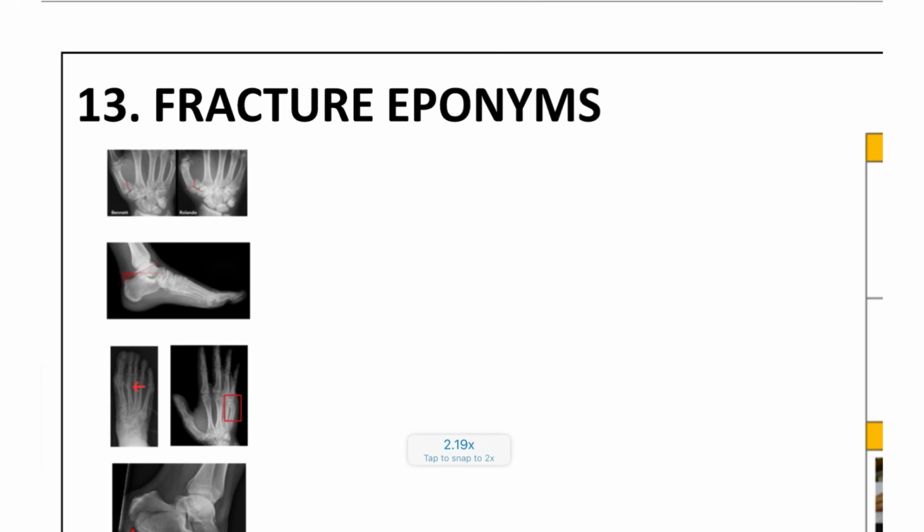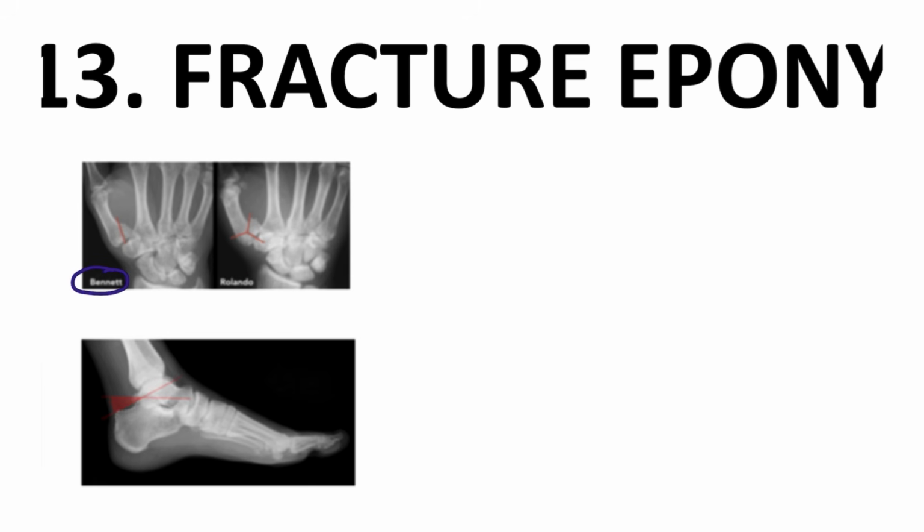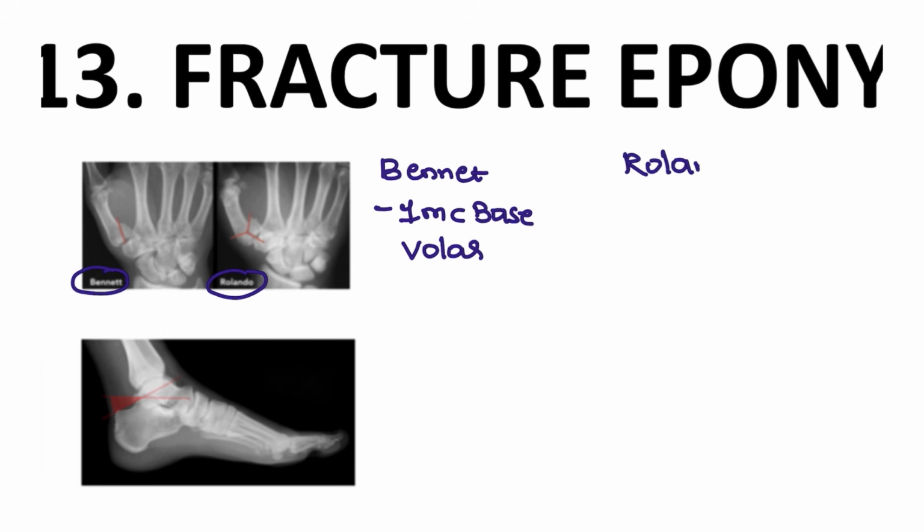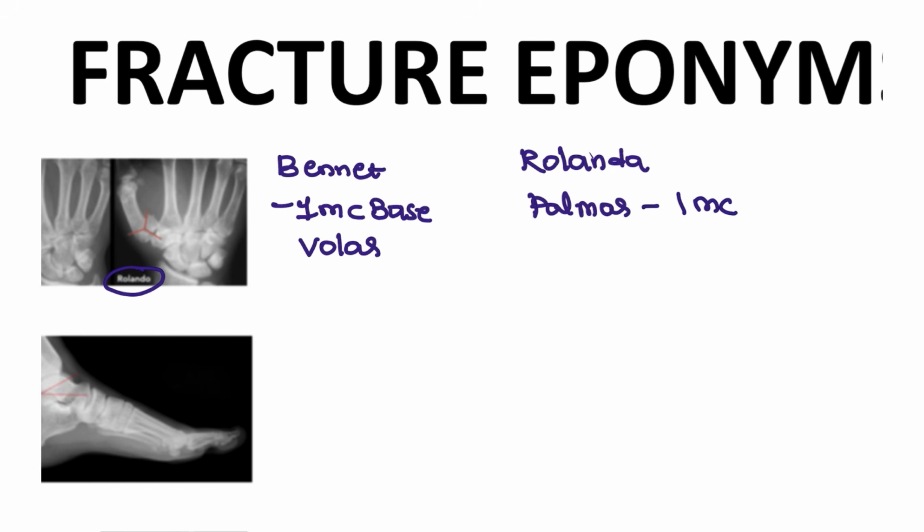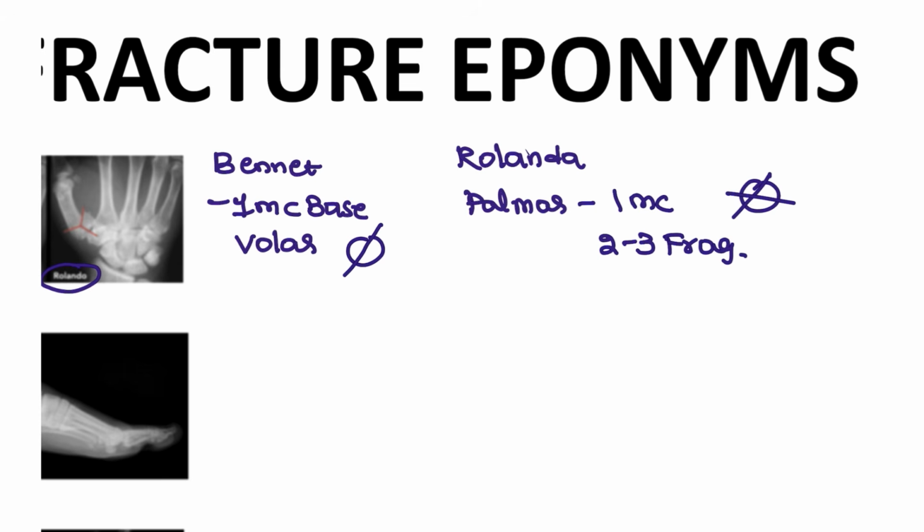Next, coming to the fractures, different types of fractures that you have to take note of. So first one is Bennett's and the Rolando. Bennett is a type one, most commonly a base fracture, where the ulnar base fragment will be damaged. Next, Rolando. Rolando will be on the palmar side, and it will also involve the first metacarpal, but it will involve 2 to 3 fragments. For example, here only one fragment, but in the Rolando it will be 2 to 3 fragments that you are going to see.